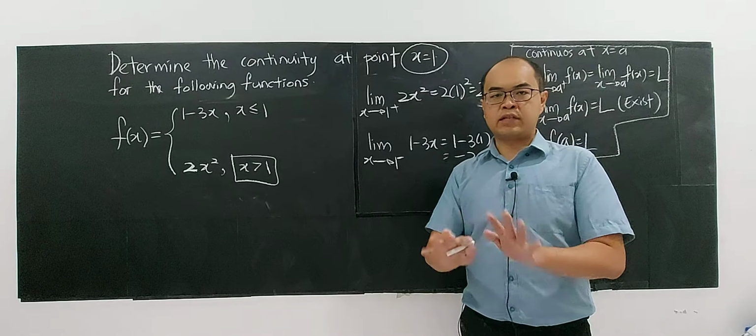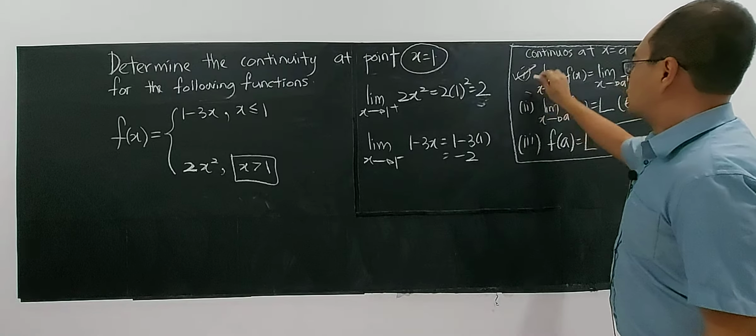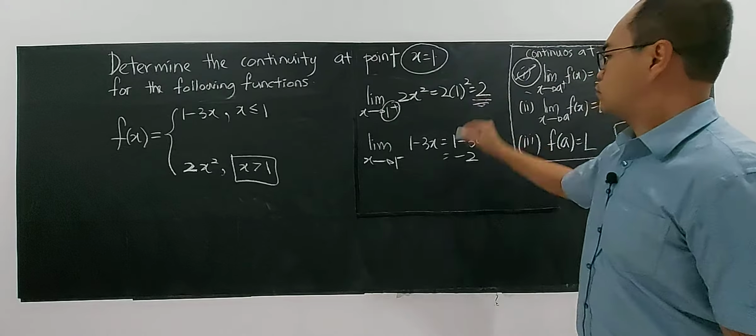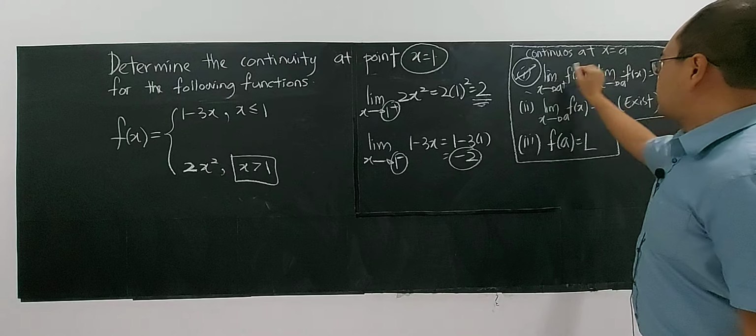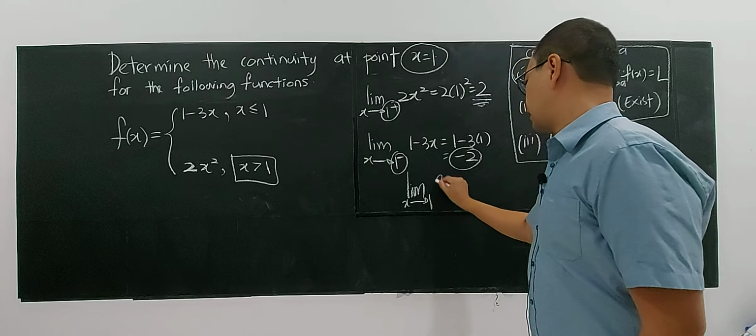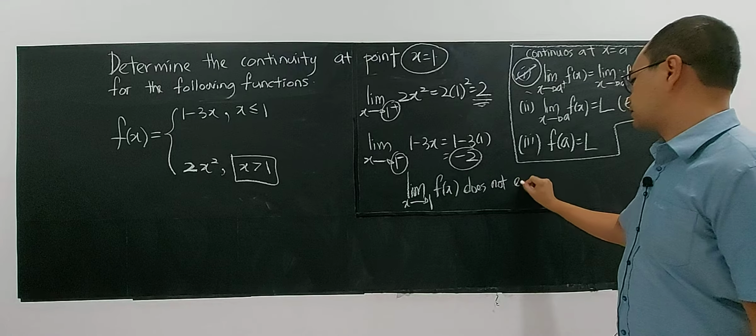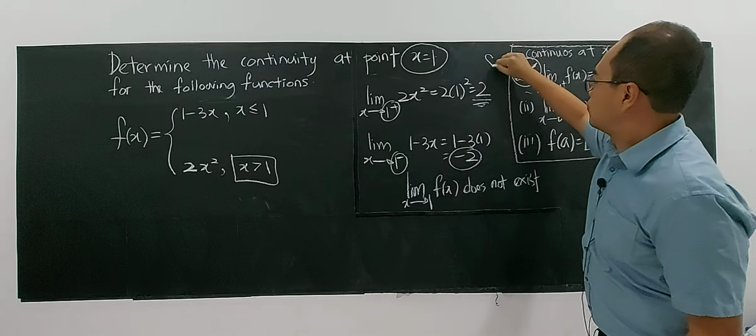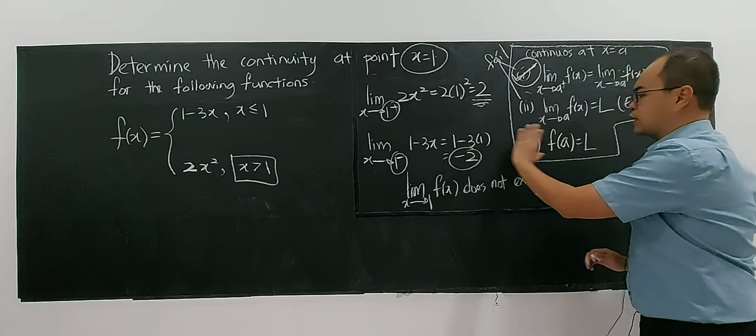Now stop the video. You pause the video and think. Is it continuous or not? Look at the first condition. From the right, you have 2. From the left, you have negative 2. The limit does not exist. Limit of f(x) does not exist. The test already failed at 1. Fail. These two fail. So we don't need to go for the third condition.